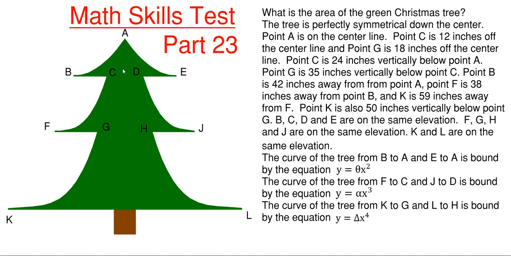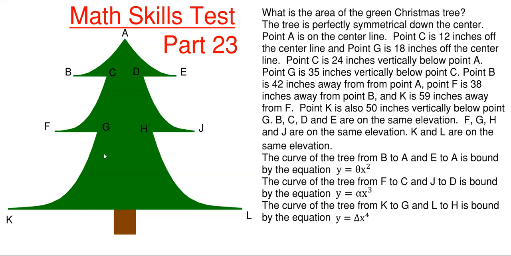Point C is 12 inches off the center line. Point G is 18 inches off the center line. Point C is 24 inches vertically down below point A. G is 35 inches vertically down below point C. Point B is 42 inches away from point A in a straight line. Point F is 38 inches away from point B. And then K is 59 inches away from point F.